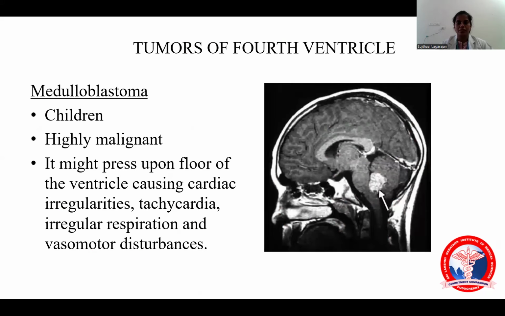Among tumors of the fourth ventricle, medulloblastoma is most common in children. We can see here it is highly malignant. It might press upon the floor of the ventricle, causing cardiac irregularities, tachycardia, irregular respiration, and vasomotor disturbances. We saw a list of features on the floor of the fourth ventricle. When the tumor obstructs those structures, it can cause all these irregularities, such as cardiac irregularities, tachycardia because of the vagal triangle, irregular respiration, and vasomotor disturbances.